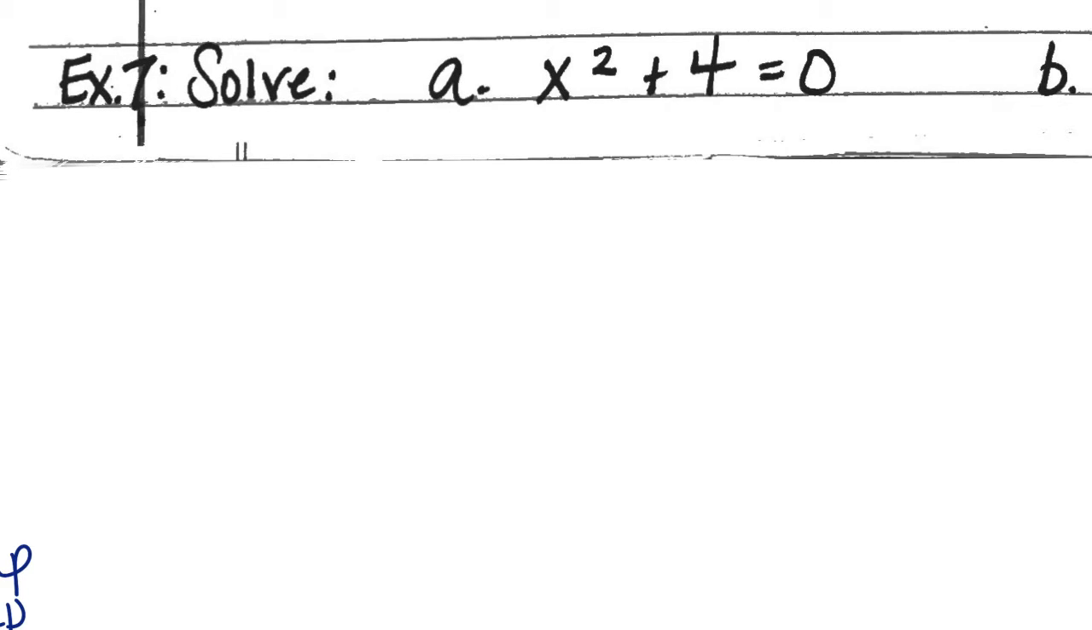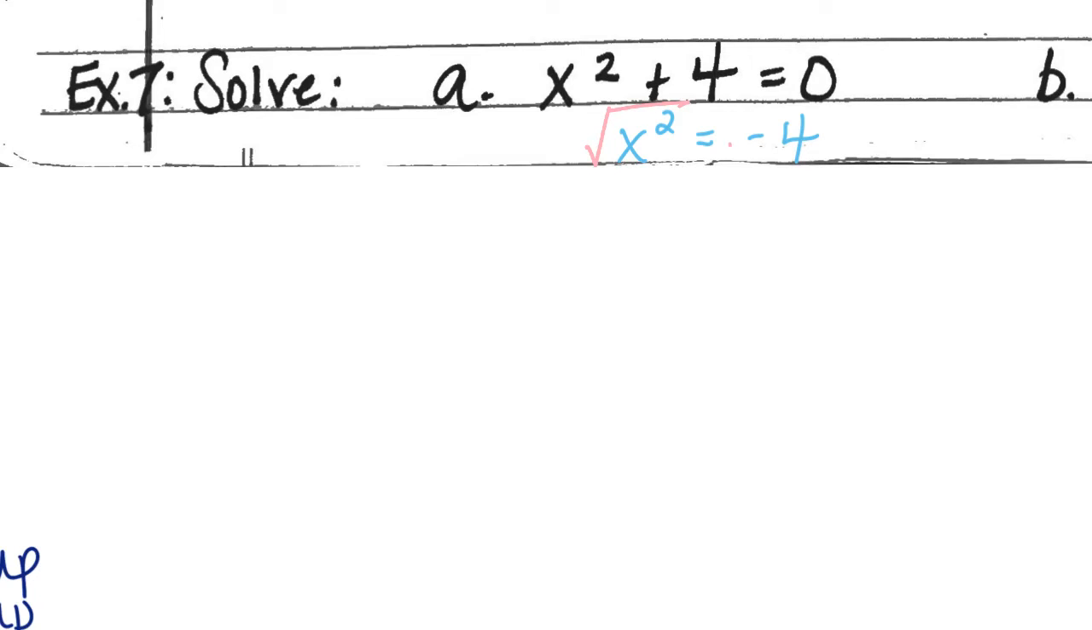In order to solve, remember we want to subtract that 4 over. X squared equals negative 4. Whenever I get rid of a square, I'm going to take the square root, and don't forget, it has to be a plus and minus. Well, we can take out a 2. We can also take out an i. So x is equal to plus or minus 2i.